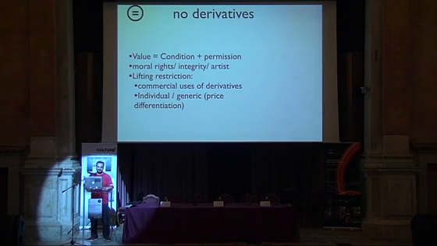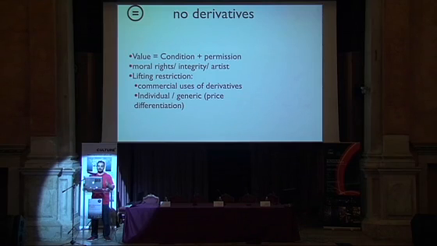The non-derivatives element, this is interesting because the value comes both from the condition, which is don't make derivatives, and from lifting the condition. Someone pays me to actually make the derivatives. So here the value that comes from the condition of not allowing derivatives mainly has to do with the integrity of the work. So I don't want people to make derivatives because I think otherwise the material is disturbed. And when I lift the restriction, I can allow people to actually have commercial uses of the derivatives.